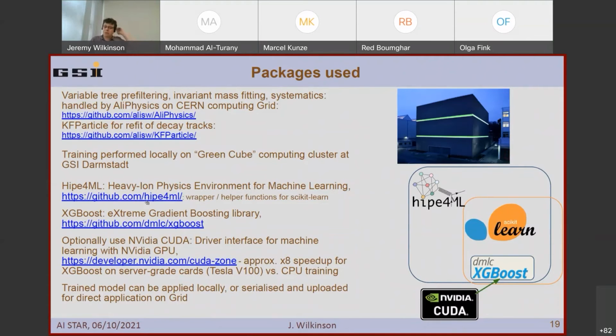The actual training is performed by the XGBoost library. One thing that XGBoost offers is the opportunity to use NVIDIA CUDA as a driver interface for GPUs. Using the Tesla V100 cards that are available in the cluster, we get about an 8 times speedup for the overall training performance versus training simply on a CPU.